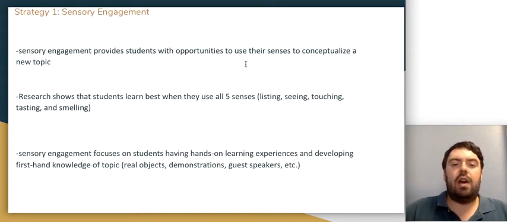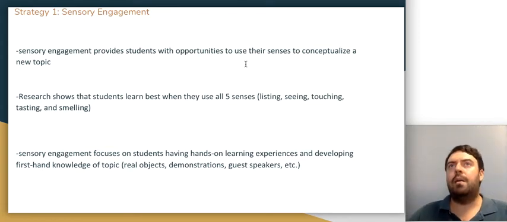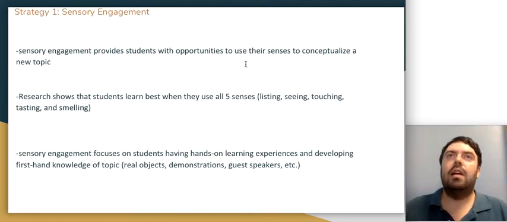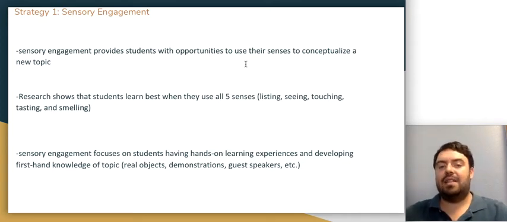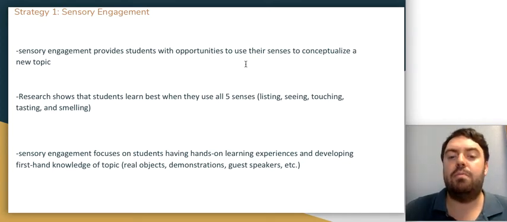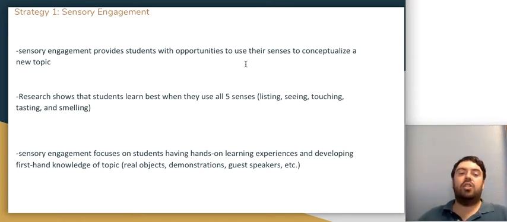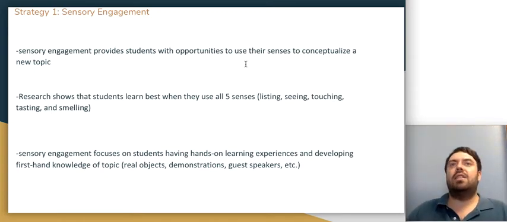So our first strategy would be sensory engagement. Sensory engagement is a way where the teacher helps to engage students' 5 senses. And this is a way for them to explore and experience new information firsthand. So the teacher finds ways for students to listen. I know it says listing on the PowerPoint, but that should be listening. They have opportunities to listen, to see things, to touch things, to taste things, and to smell things.